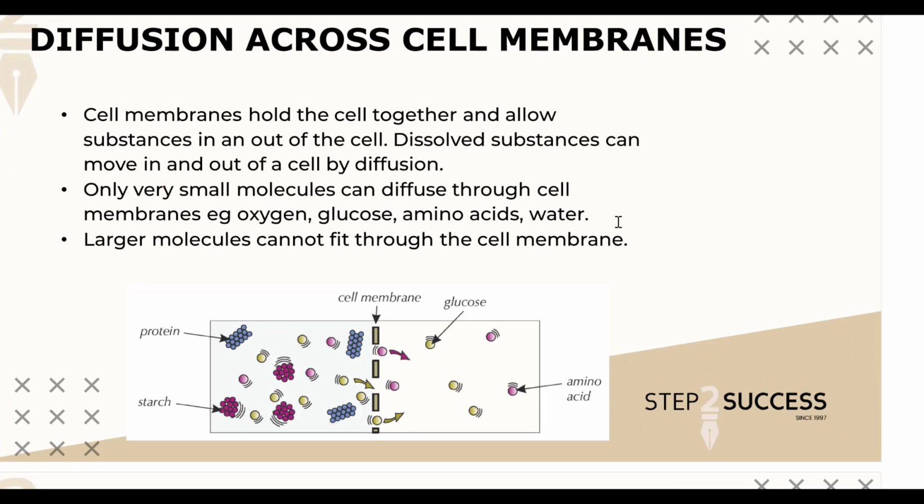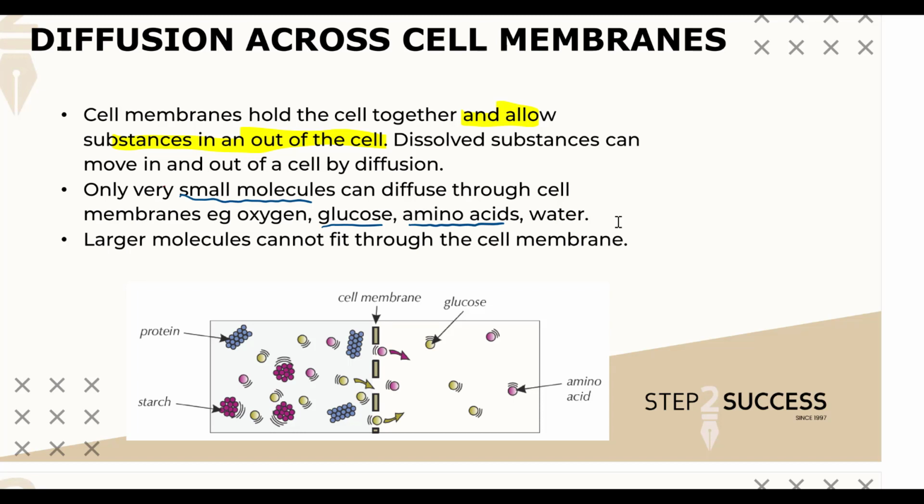This happens a lot across cell membranes, and this is how substances often move into and out of cells. Cell membranes, as we saw earlier, hold the cell together and allow substances to go in and out of the cell. Dissolved substances, so substances that are very small, can move in and out of a cell by diffusion. Only very small molecules can diffuse through cell membranes. So oxygen as a gas, glucose because it's quite small, amino acids, which we'll come across later, and water are substances that move into and out of cells very easily.